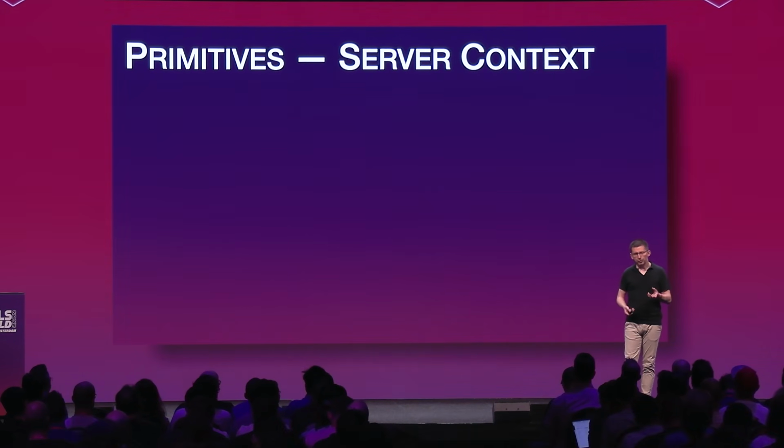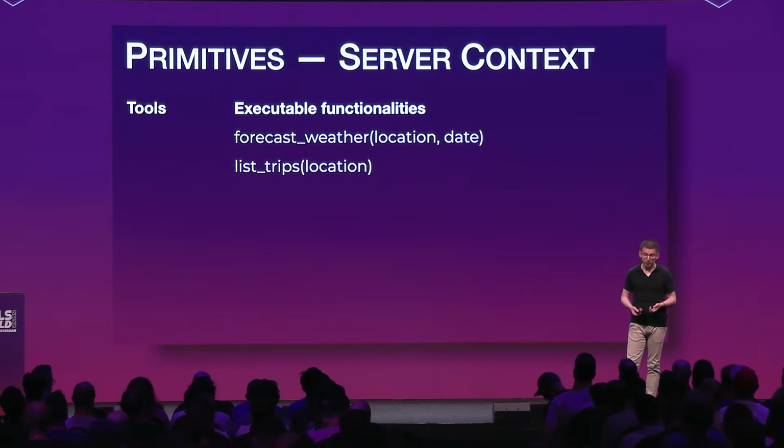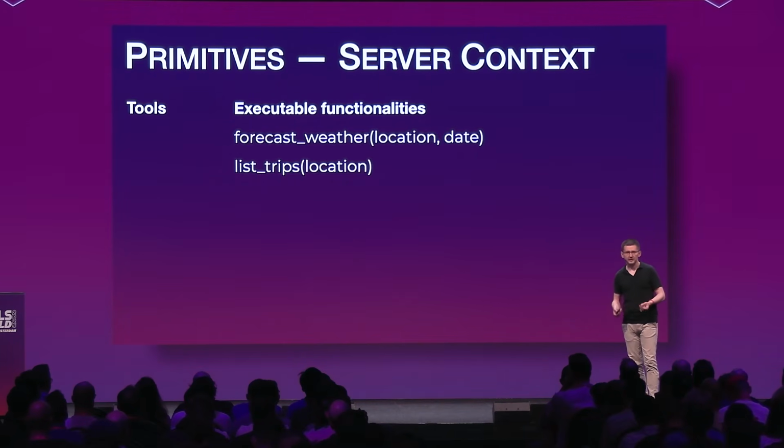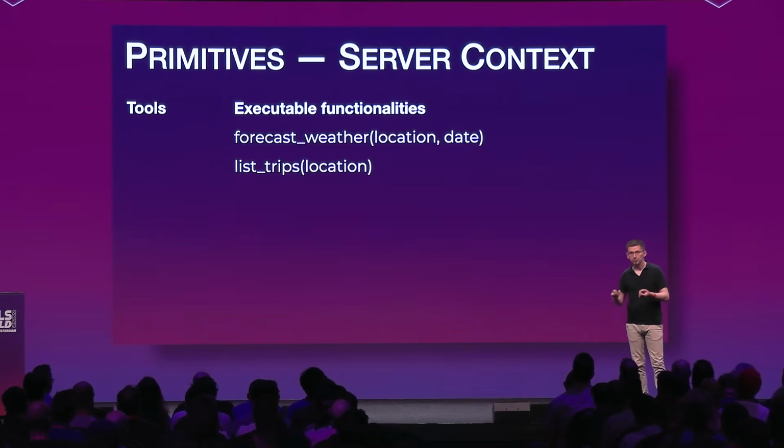Well, context is built of so-called primitives, which in sum, all those primitives add together and form this entire context of a server. And there are a few basic primitives. The first and foremost are the tools. This is what got the attention of people and got them into MCP for the most part. Tools are executable functionalities. Basically, what a server can do for you. So we can, for example, forecast weather for a given location or date, can list your trips, can publish your article. Whatever the server can do is exposed within tools.